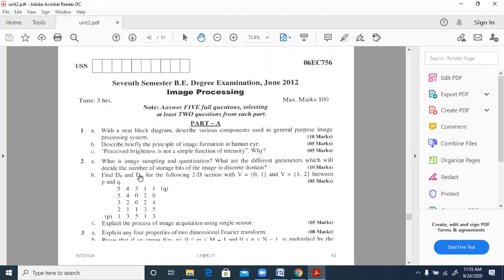Similarly, you can try to find DM. Can we go from 1 to 1? Yes, we can go from 1 to 1 in DM because 3 and 2 do not belong to V.